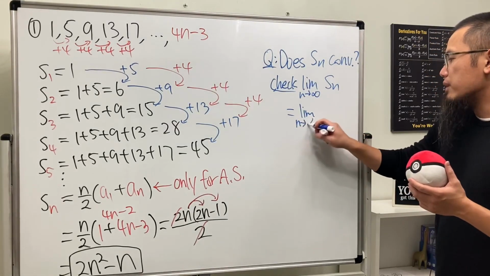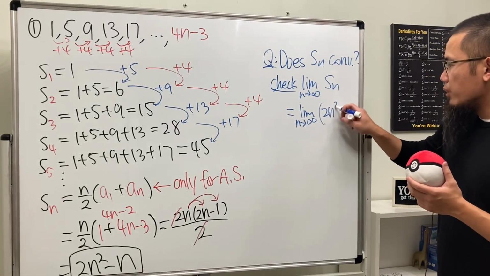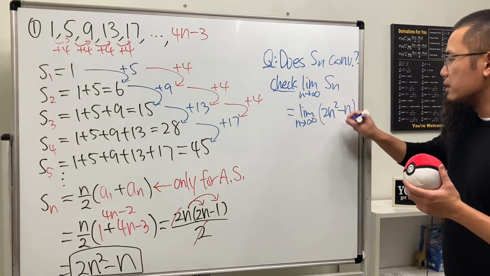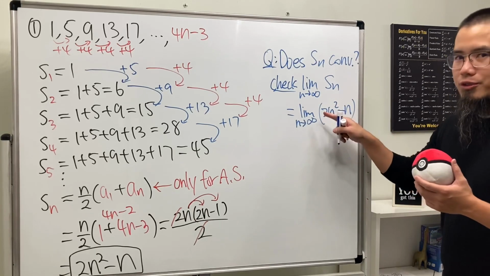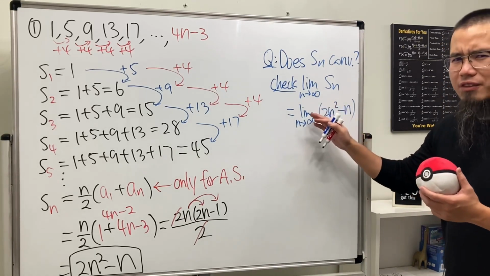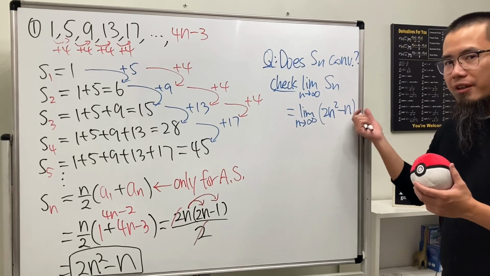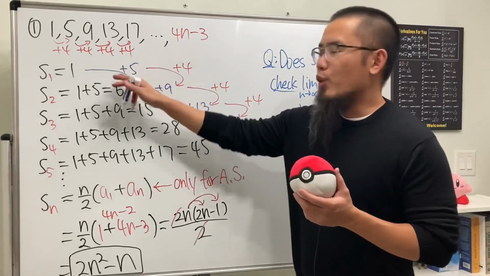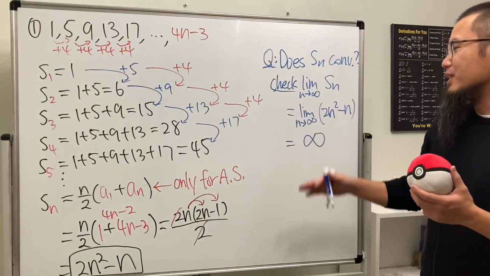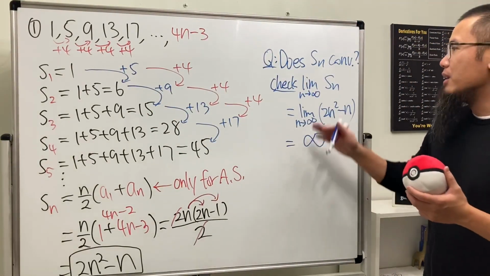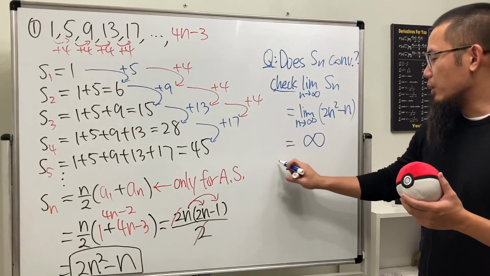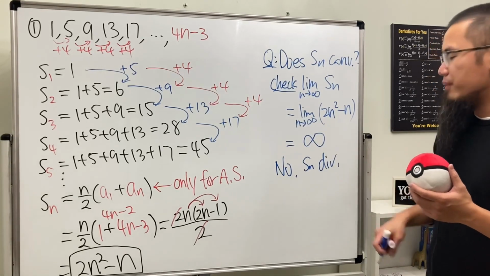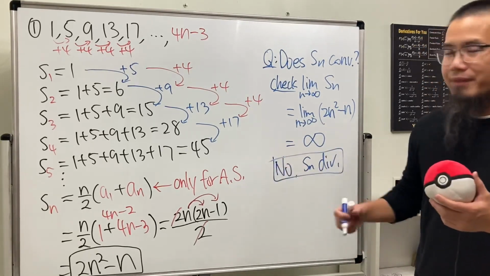Of course we just have to do that, which is the limit as n goes to infinity of 2n squared minus n. But guess what? When n goes to infinity, this is going to be so much bigger than that. Even though you get infinity minus infinity, this is way bigger than that. So in fact, you just get infinity. And of course, you can imagine, the more you add, the bigger it gets, right? So Sn goes to infinity. So does Sn converge? I will tell you, no. In fact, Sn diverges.